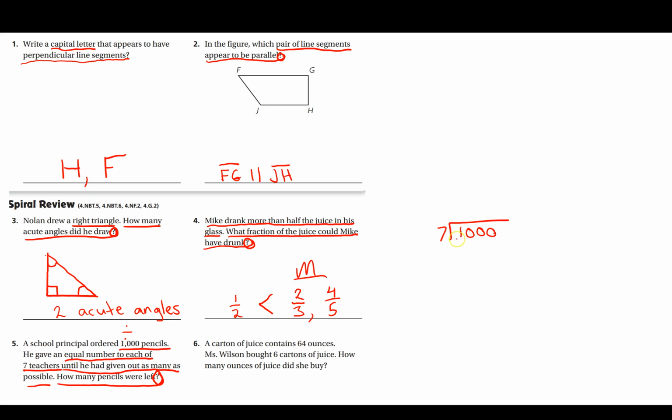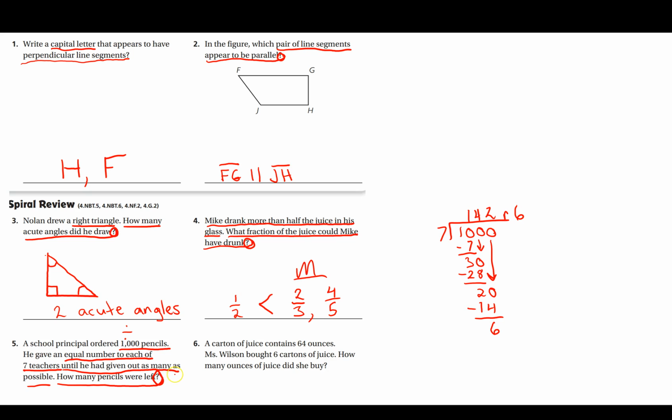7 goes into the 1 no times, it can't go into 1. 7 can go into the 10 if we're looking at this as 10 hundreds. It can go in 1 time. 1 times 7 is 7. Subtract gives me 3. Bring down the 0. 7 goes into 30 now, 4 times. 4 times 7 is 28. Subtract gives me 2. Bring down the 0. 7 goes into 20 2 times. 2 times 7 is 14. Subtract gives me 6. So I have a remainder of 6.